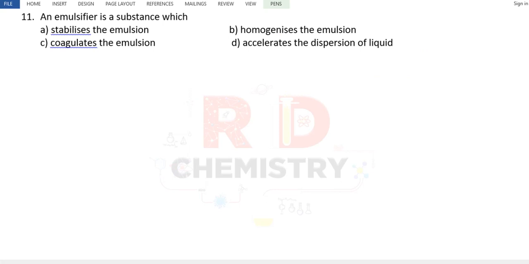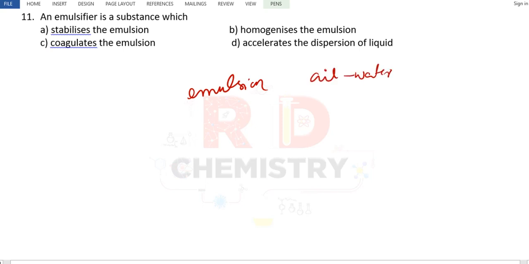Okay. In all the options, you can see emulsion. What is emulsion? Emulsion is nothing but the mixture of oil and water. Generally, oil and water do not mix with each other. They form separate layers. Suppose there is an agent which can mix these oil and water properly and stabilize it. Such substances are called emulsifiers.